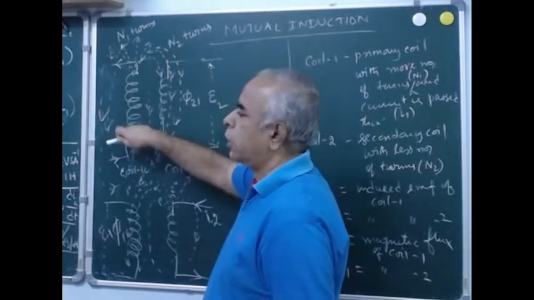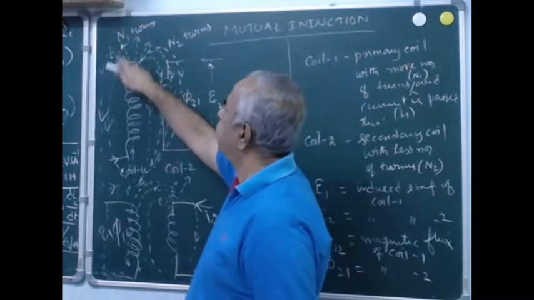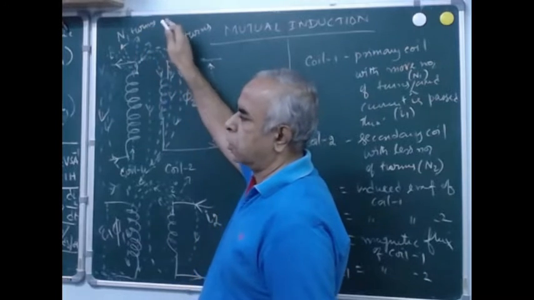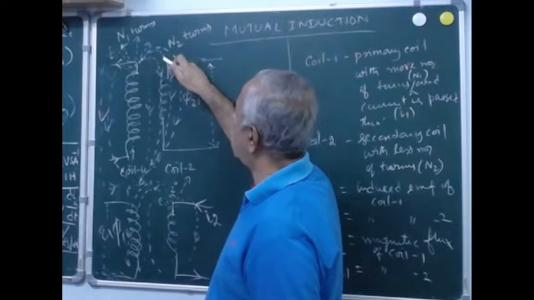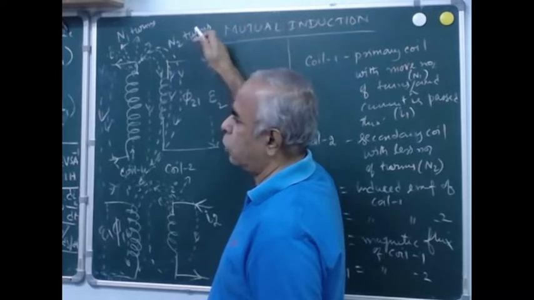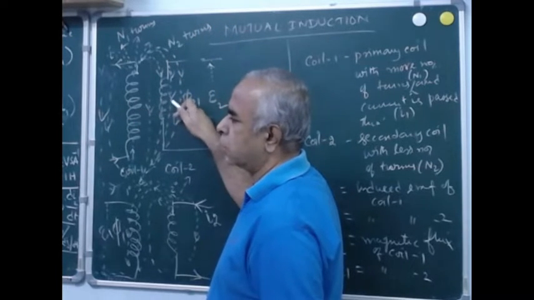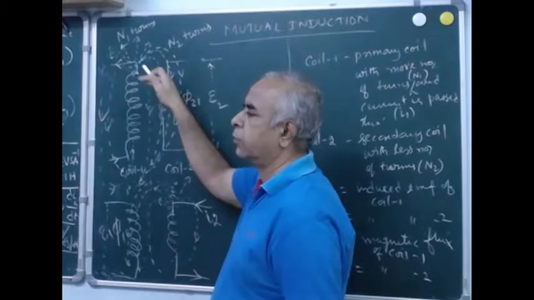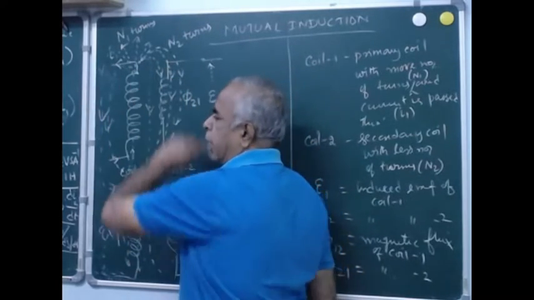The primary coil consists of more number of turns of coil, that is N1 turns of coil. The secondary coil contains N2 number of turns of coil, N2 turns of coil. Usually the number of turns in the secondary coil will be less than that of the primary coil. Now here we are giving the current I1.